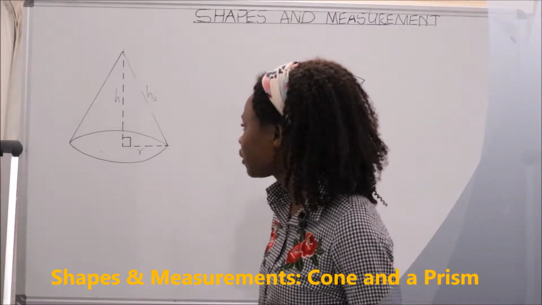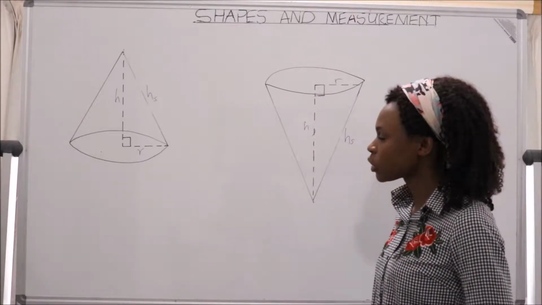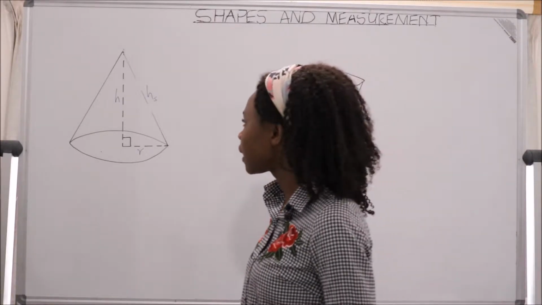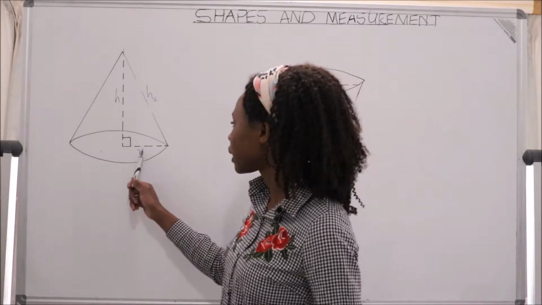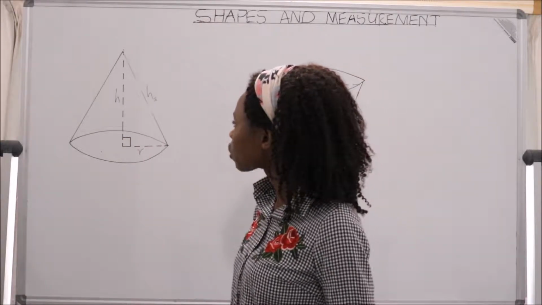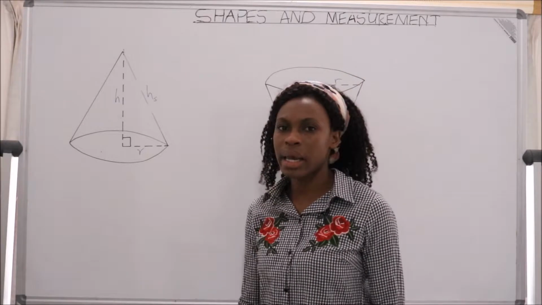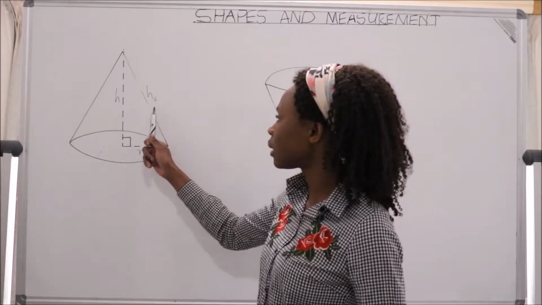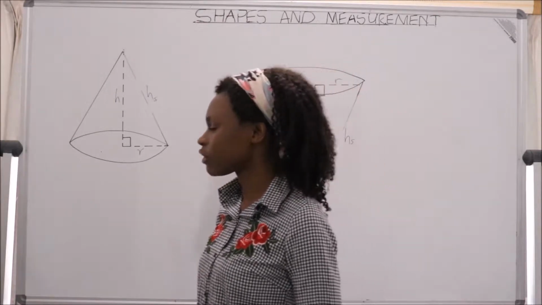Today we will be doing shapes and measurement, and the shapes that we will be looking at are the cone and also the sphere. Here we have a shape of a cone which is upright and also the one which is looking down. What we have here is the height, which is in the middle of the cone, and also the radius. The height, the radius, and the slant height make up a right angle triangle. The hypotenuse of this triangle is the slant height of the cone.